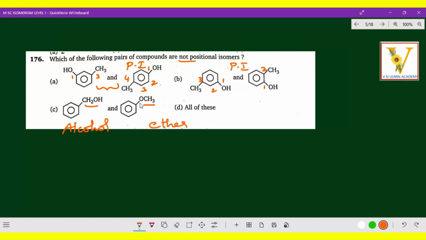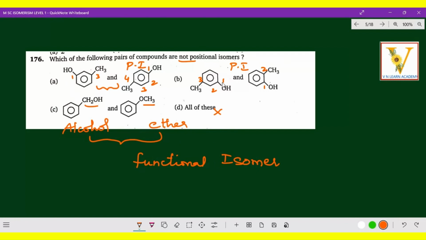ROR, ether. This is benzene, OCH3. So that means this is actually a functional group. Alcohol, ether, it is a functional isomer. Functional isomer. So that means it is not a positional isomer. So all of this is not possible. So that means option A is not possible.